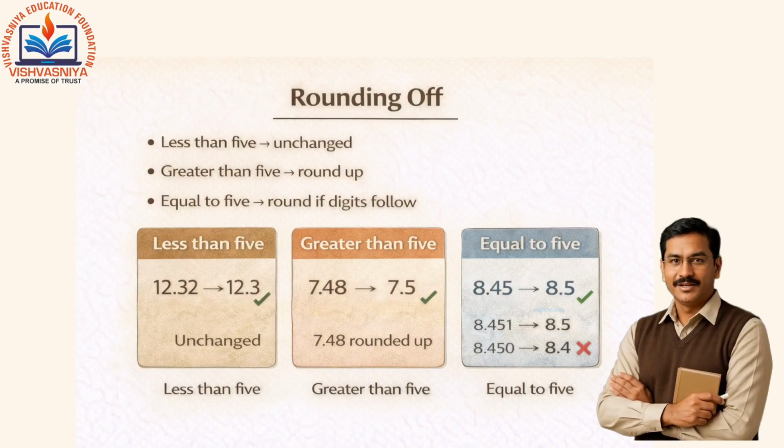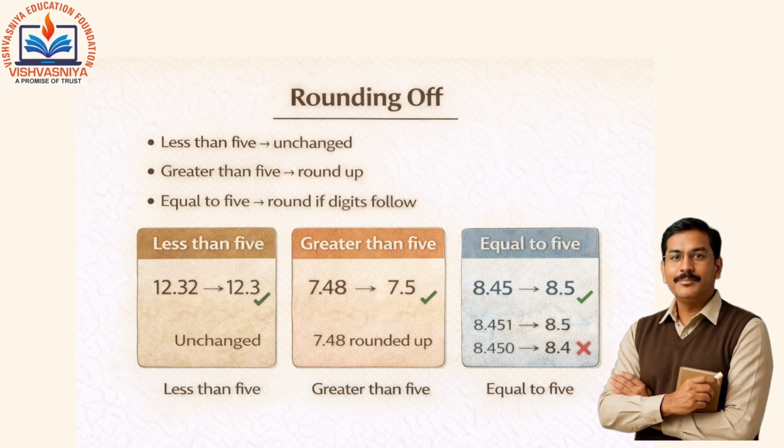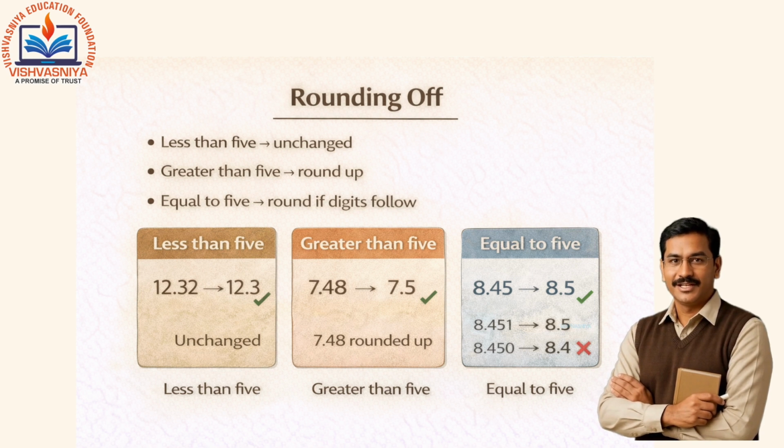For rounding a number, if the digit is less than 5, keep the previous digit unchanged. If the digit is greater than 5, increase the previous digit by 1. If the digit is exactly 5, round only if digits follow after it. Correct rounding helps maintain meaningful significant figures.